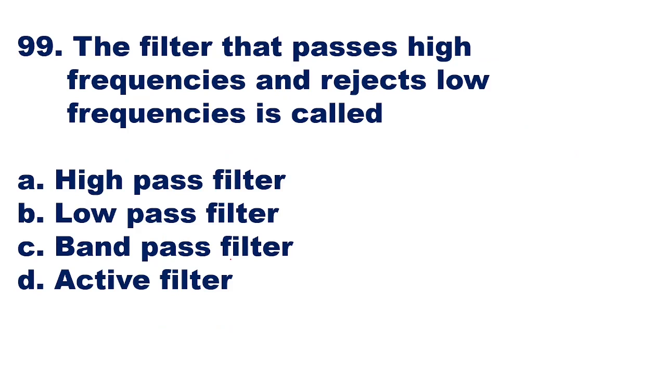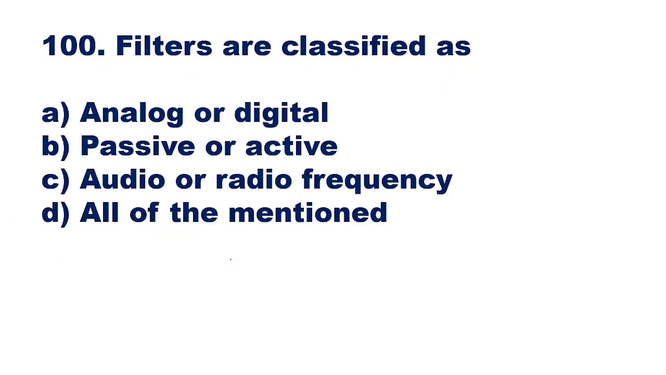The filter that passes high frequencies and rejects low frequencies is called as. This is a very simple question. The filter which passes high frequencies and rejects low frequencies is called a high pass filter. So it is option A which is the correct answer, that is high pass filter. Then we'll go to the next question, question number 100.